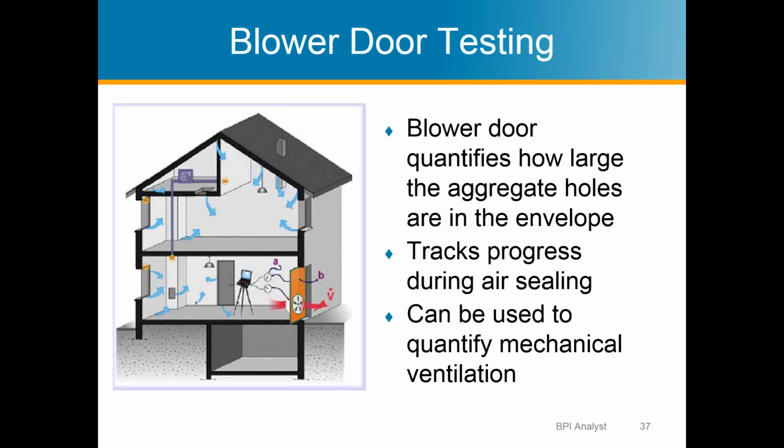So again, it's quantifying how large the aggregate holes are in the envelope. Aggregate means if you add the leaks from the windows and the electrical outlets and the switches and the can lights and the attic hatch, if you add all those together, it can give you an idea of the size of the hole. And again, it's not scientific, it's just a rule of thumb.